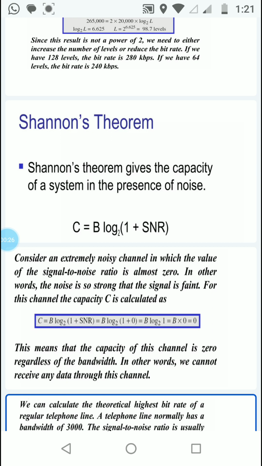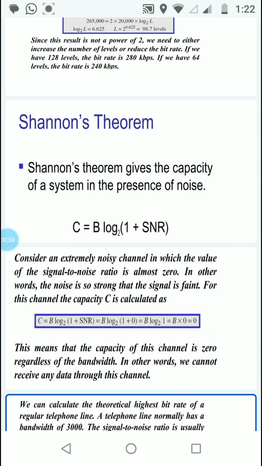A spike may cause a given level to be interpreted as a signal of greater level, or a smaller level if it is in a negative phase. Noise becomes more problematic as the number of levels increases. In 1948, Shannon introduced the formula called Shannon capacity to determine the theoretical highest bit rate for a noisy channel, and this formula is capacity equals bandwidth multiplied by log2(1 plus SNR).